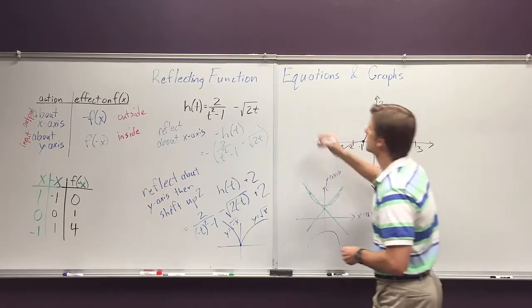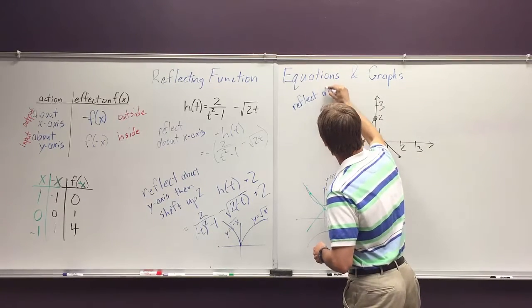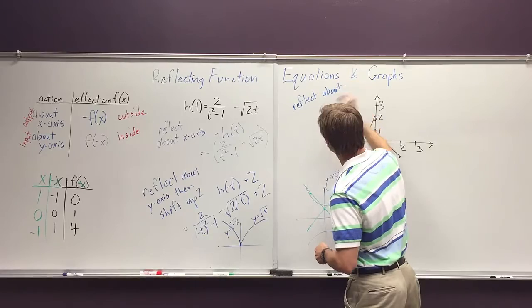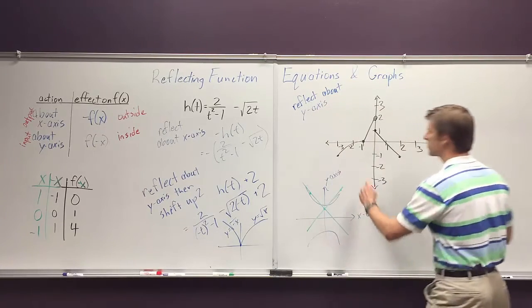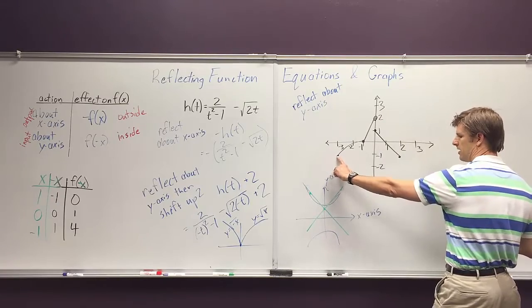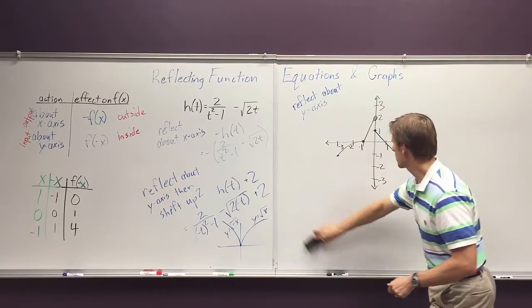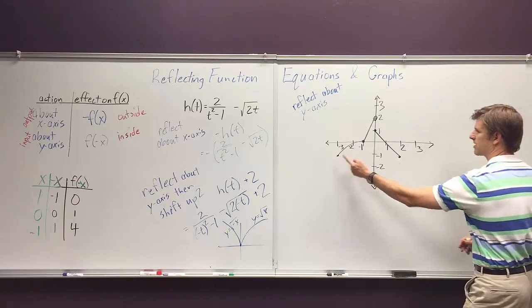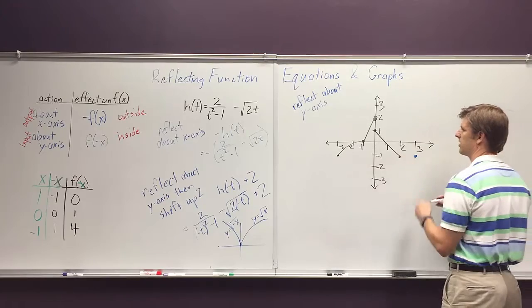Okay, so let's reflect about the y-axis. How are you going to do that? Take this dot. It's at -3, -1. So reflecting about the y-axis makes that point at 3, -1.